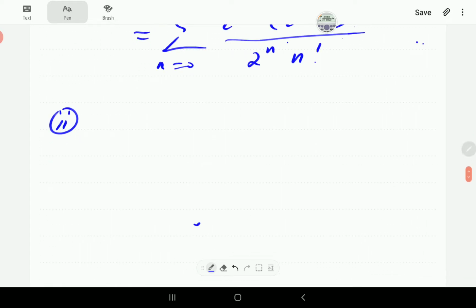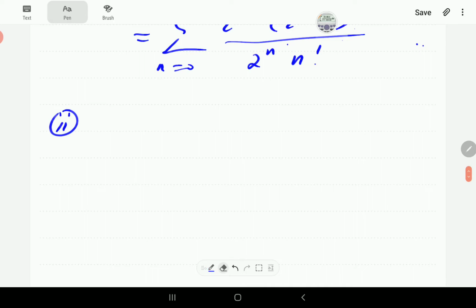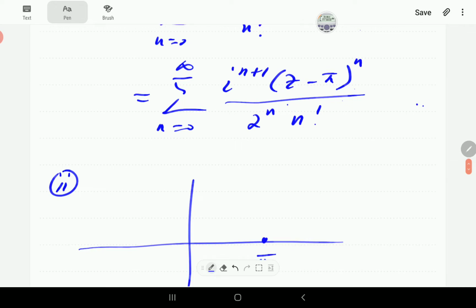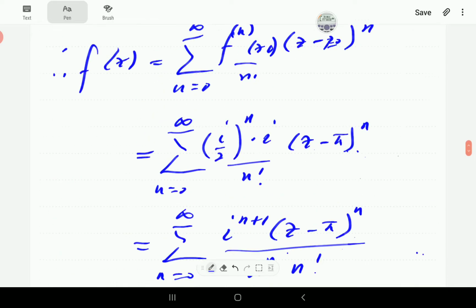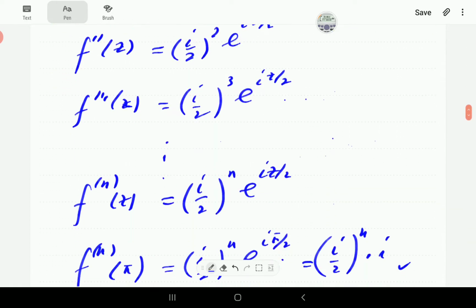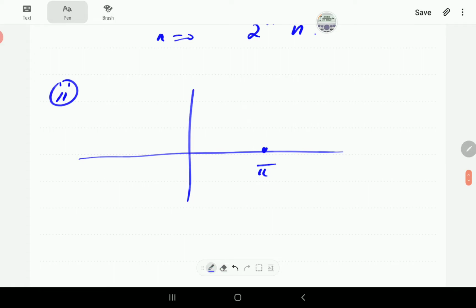The quick route is to make a plot. In the plot, we need to plot z naught. z naught is pi. So there. Then we need to find the point closest to pi where this function fails to be analytic. Now, there's an exponential of a polynomial. Polynomials are analytic everywhere, and exponentials are analytic everywhere. So here I've got a composite of two analytic functions, and so that is also going to be an analytic function. So we won't be able to find a number where the function is singular here.